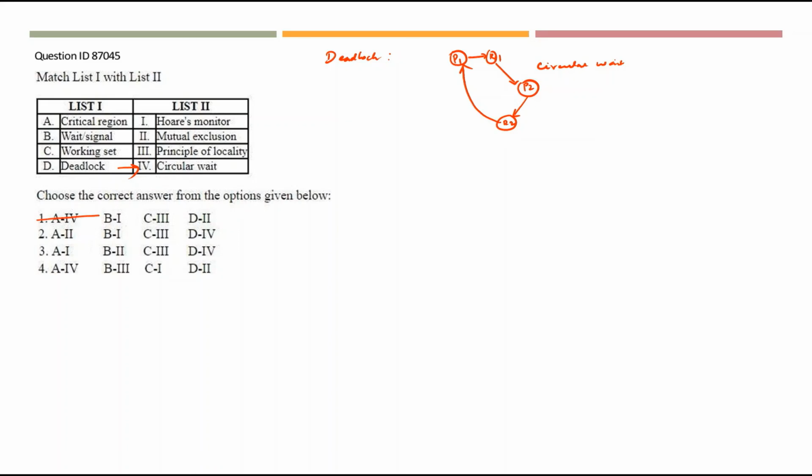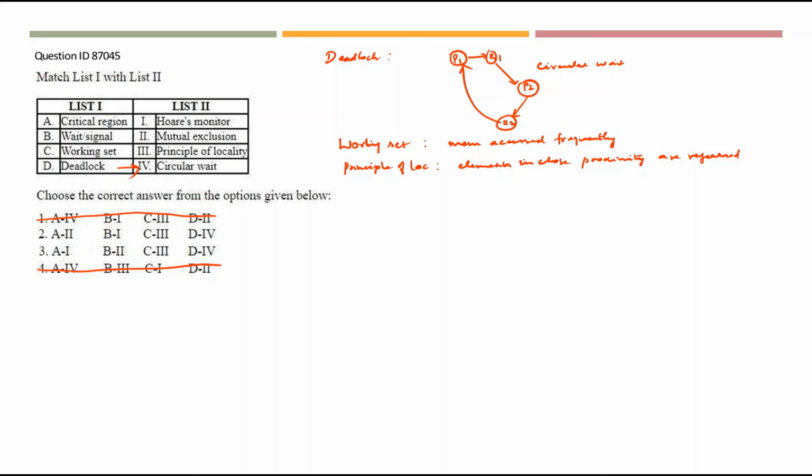So we will rule out option 1 and option 4. Now let's check working set. Working set is the memory being accessed frequently by an application. There is one term that will also refer to the same set of memory. It is principle of locality. Elements in close proximity are referred. Similar to the explanation we saw for locality of reference. Working set will go with principle of locality. So C is mapping to 3.